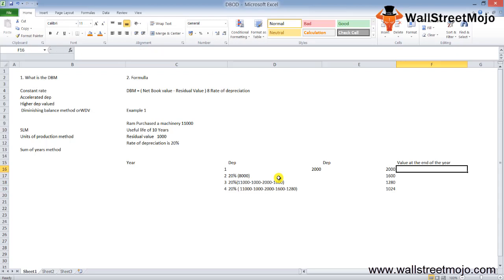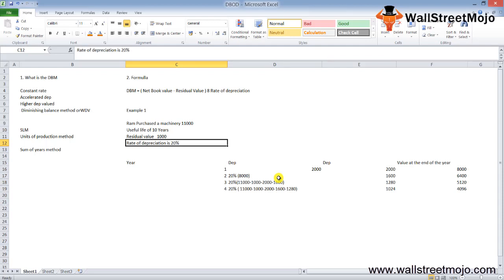So the value at the end is going to be 8,000 here, 6,400, 5,120, and 4,096. So thus the machinery will be depreciated over the useful life of 10 years at the rate of 20%.